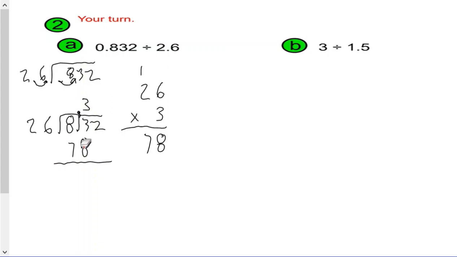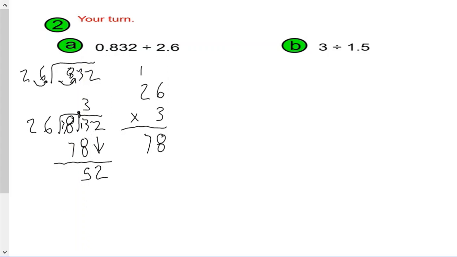We can't take 8 away from 3, so we need to borrow. So this will be a 7. This will change to 13. 13 minus 8 is 5. And 7 minus 7 is 0. So we have 5 left. We can bring down the 2.